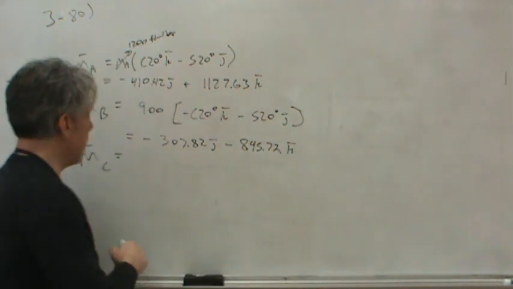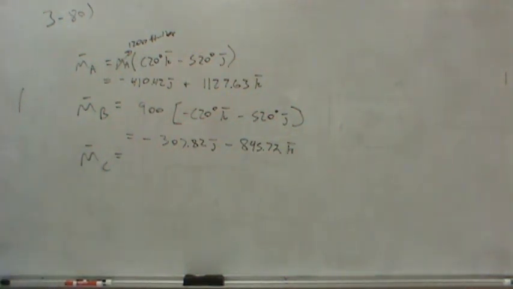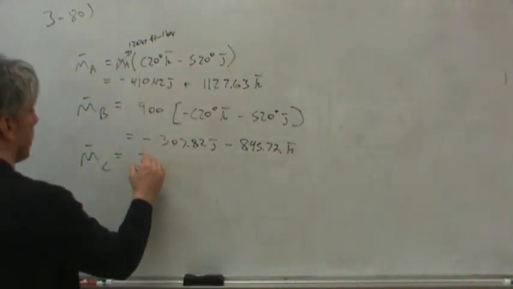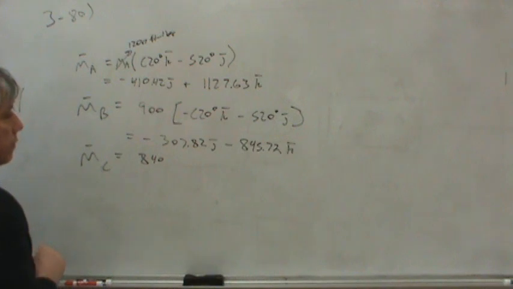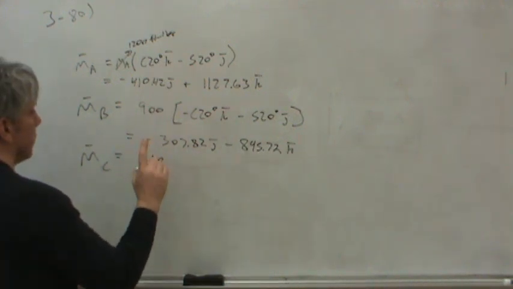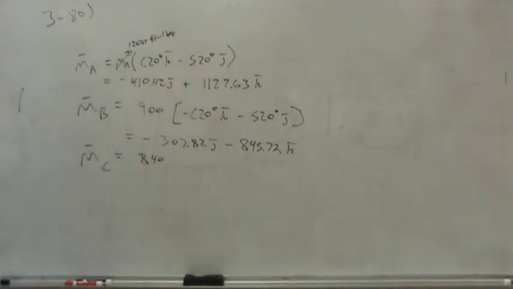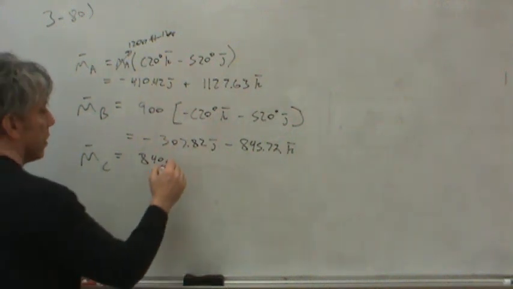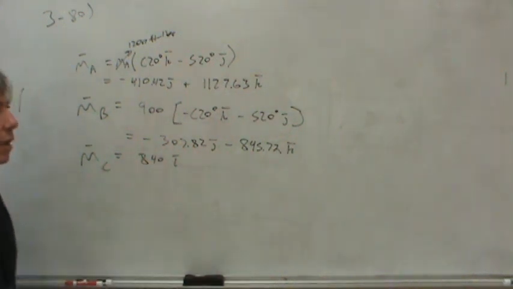All right, anybody want to tell me what to write down for the moment of C? For C, it would be 840. 840 what? 840 pound feet, or you said foot pounds. Give me direction. 840 in the i direction. That's it. All these are foot-pounds, so I won't bother writing down those units. And it doesn't have any component in any other direction. That's right, so that's it, right?